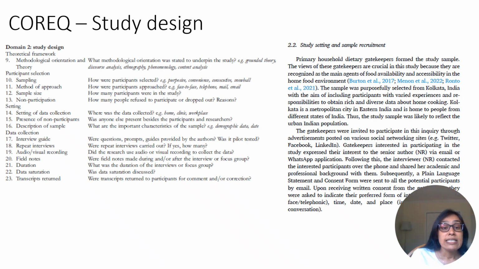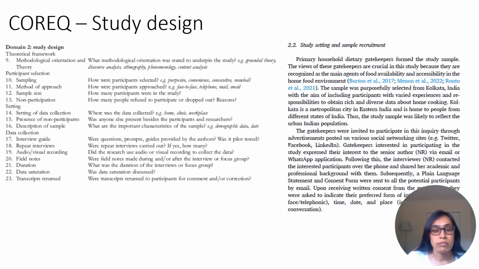Setting of data collection. Where was the data collected? Was it collected at home, clinic, workplace, or in a place like a restaurant or cafe? You need to make sense. And if you're doing it virtually, definitely it's not a problem. You can just say that your interviews were conducted over phone, over Zoom platform, Google Meet, whatever it is.